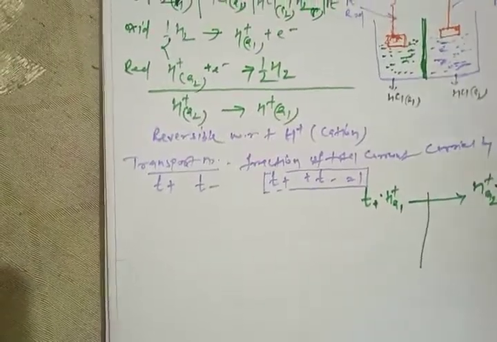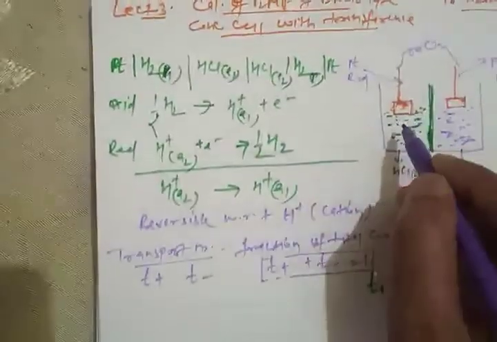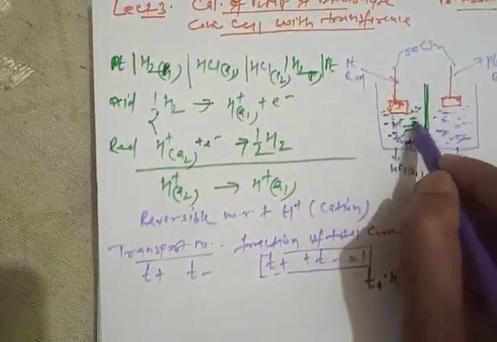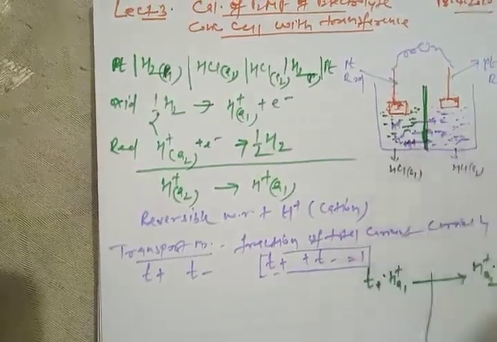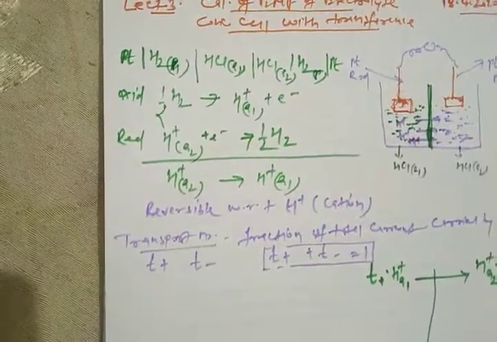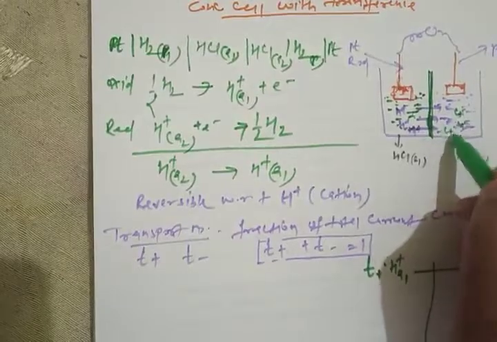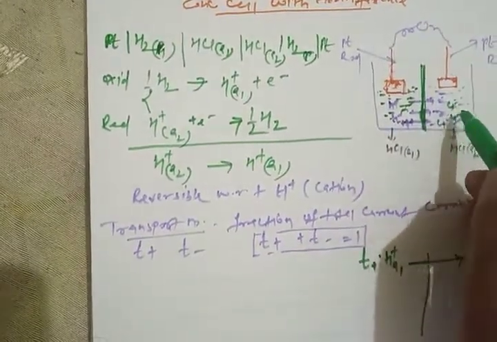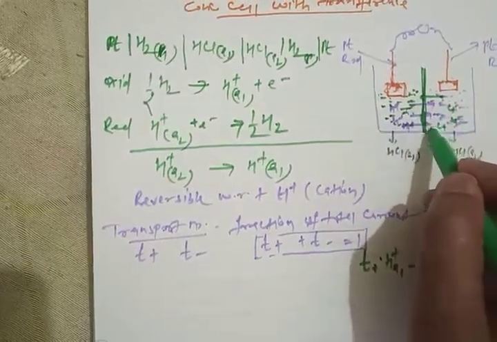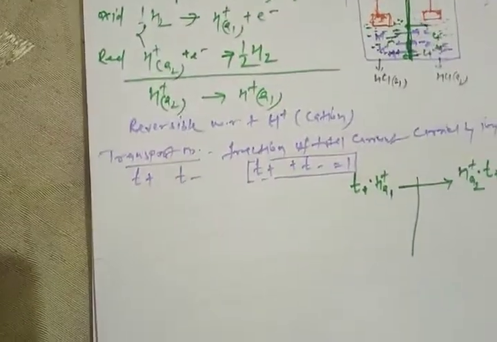So here we will also represent this in a picture. Lots of H plus here, this H plus will move towards this side. And here the chloride ion is in excess, because H plus ion is going this side, so chloride ion will move to this side. This chloride ion is of A2 activity.